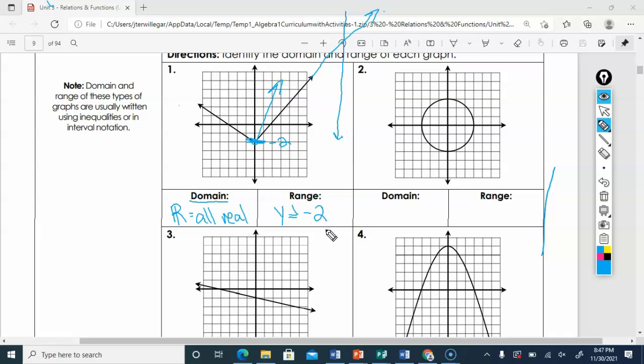Don't worry, we do more of this. This is more of a pre-calc and algebra 2 thing. So this is an intro. So we're just going to do our best right now and take a look at it.